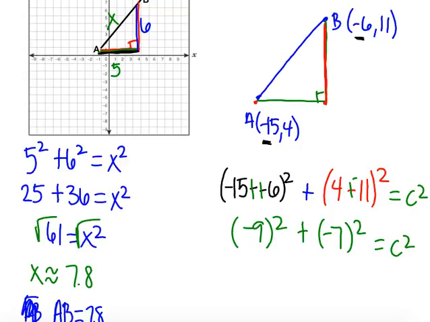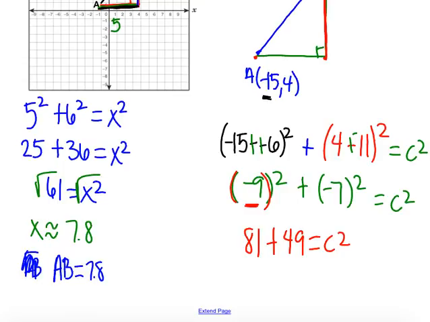Okay, and the reason why I left these in parentheses is because when you punch this into your calculator, if you just hit negative 9 squared, it's going to give you negative 81. But we know that a negative times a negative is a positive, so if you leave that negative there, you have to make sure you put it in parentheses and put the squared on the outside to get the positive value. So we get 81 plus 49 equals c squared. Now adding those two numbers together, we get 130 equals c squared.